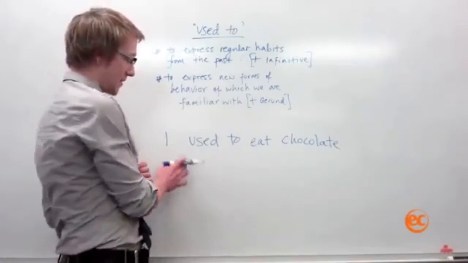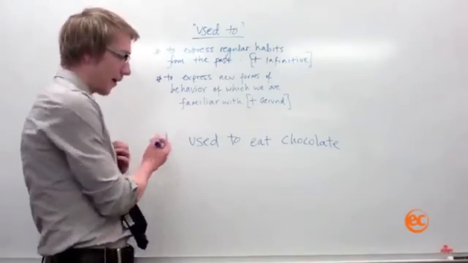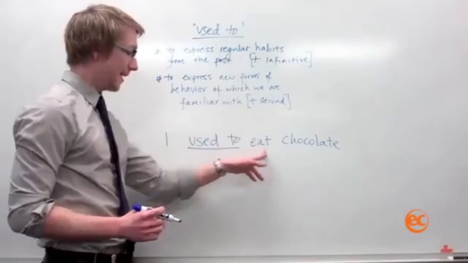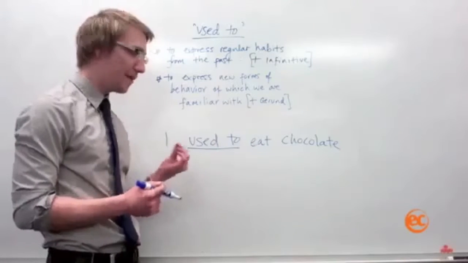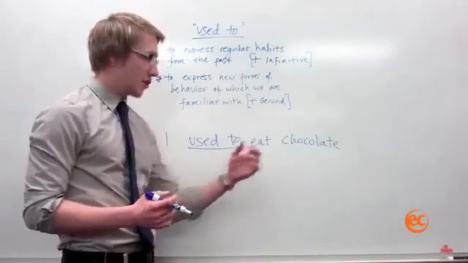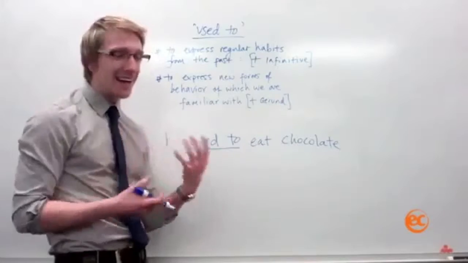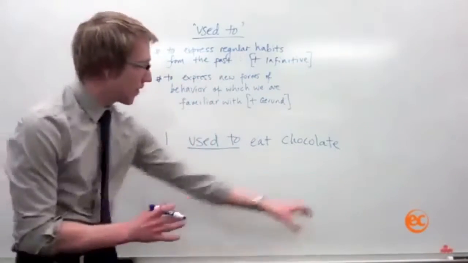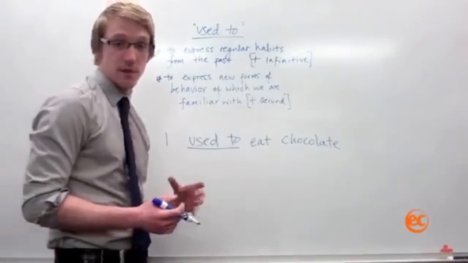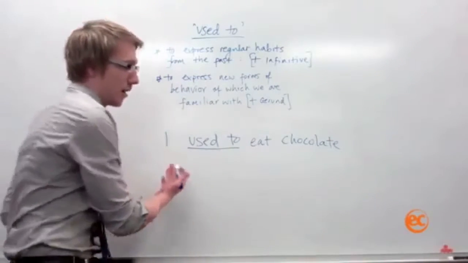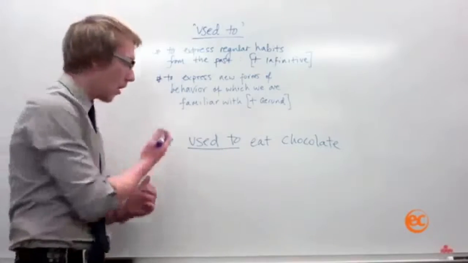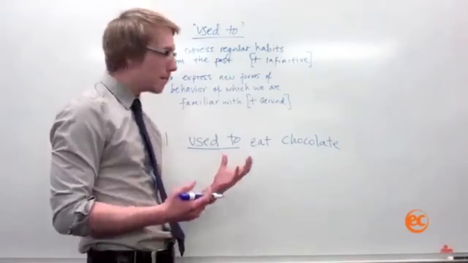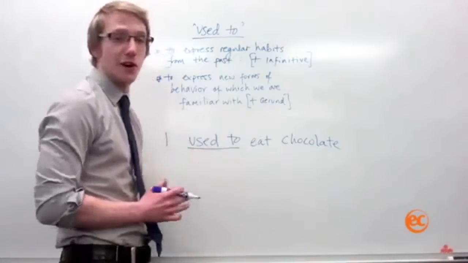Again, we have this subject, ourselves, I, "used to" as a fixed expression, "eat" as quite a simple main verb, and then our object, chocolate. And we can add information about our past either before or at the end of the sentence. I can say, as a child, I used to eat chocolate. I used to eat chocolate as a child. Okay? So both of these formations are fine.